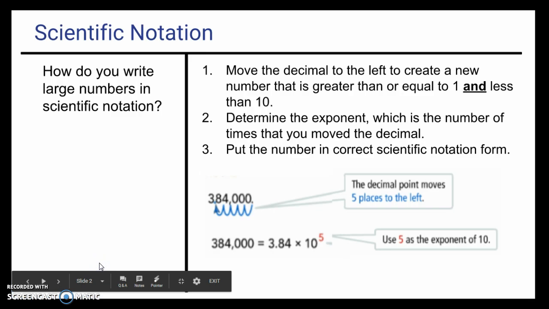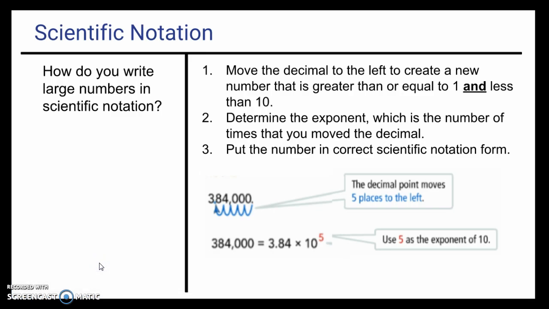Alright, follow along with your notes as we go throughout this lesson. How do you write large numbers in scientific notation? The first step is to move the decimal to the left to create a new number that is greater than or equal to 1 and less than 10. You determine the exponent, which is the number of times that you move the decimal, and then you put the number in correct scientific notation.